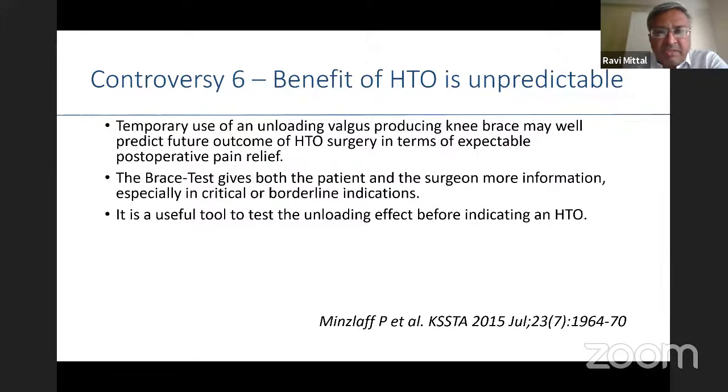Another controversy is that HTO is very unpredictable. Some people may have benefit, some people may not. Again, this is unfounded. People have said that if you use a temporary unloading brace and the patient improves with that unloading brace, you can be sure that HTO will give a good result. Either open wedge or closed wedge, with any type of fixation, HTO will give you good benefit.